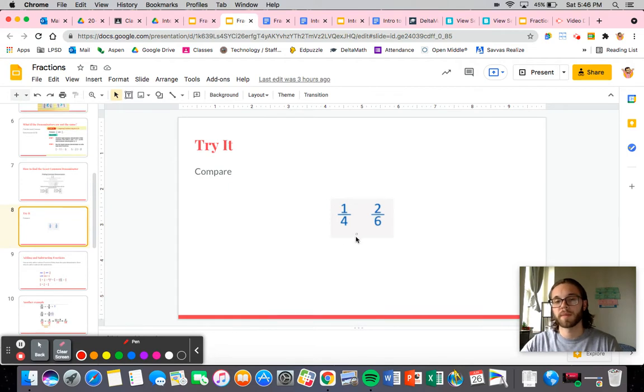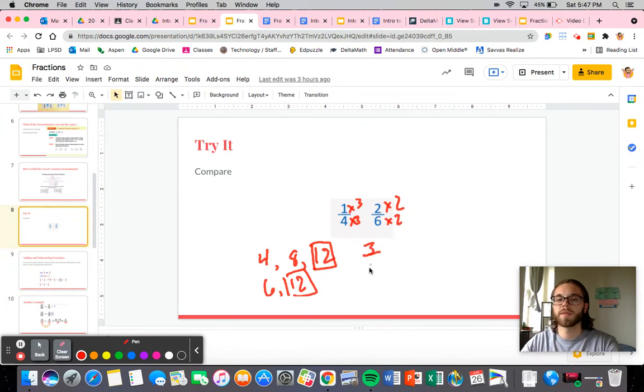Now, I have to compare these. So if I have 1/4, I have 4 times 4, 8, 12. Let's look at different multiples. 6, 12, oh, and we found one in common. So this one I just have to multiply by 3, and this one I have to multiply by 2. So that's 3/12 compared to 4/12. Obviously 4/12 is bigger than 3/12, so this one is bigger.